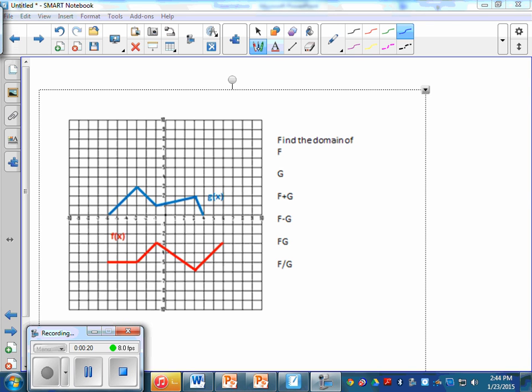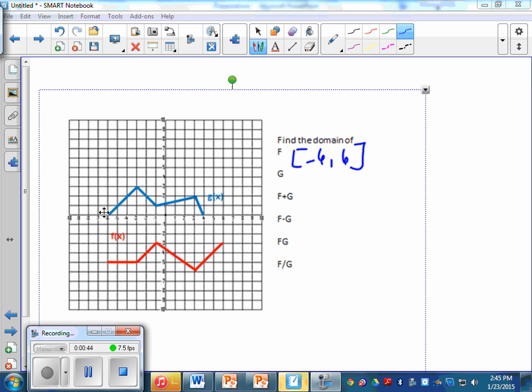So the very first thing they want me to do is to find the domain of each of these: F and G and F plus G and F minus G and F times G and F divided by G. So the domain of F is just where I have a red graph on this coordinate plane. So it's from negative 6 to positive 6. The domain of F is from negative 6 to 6.